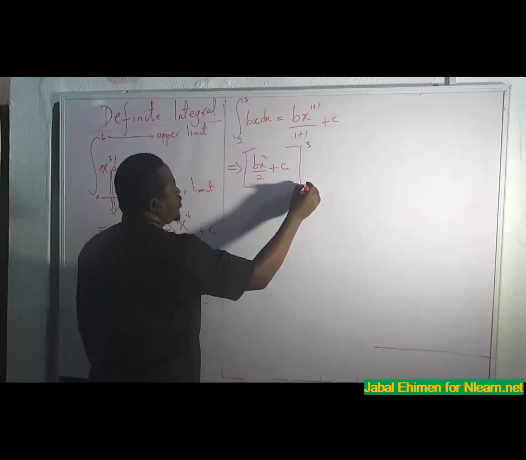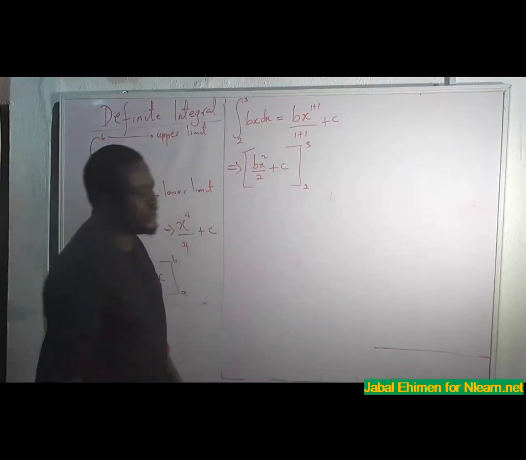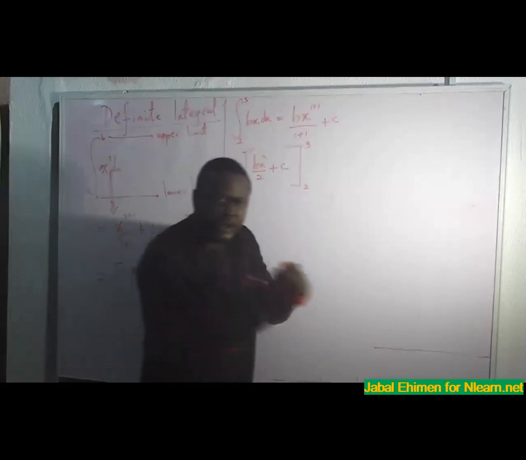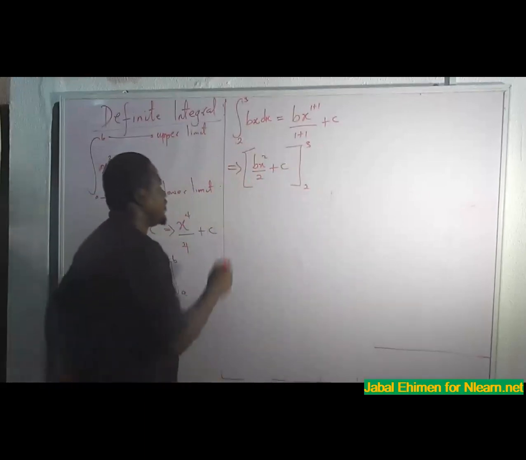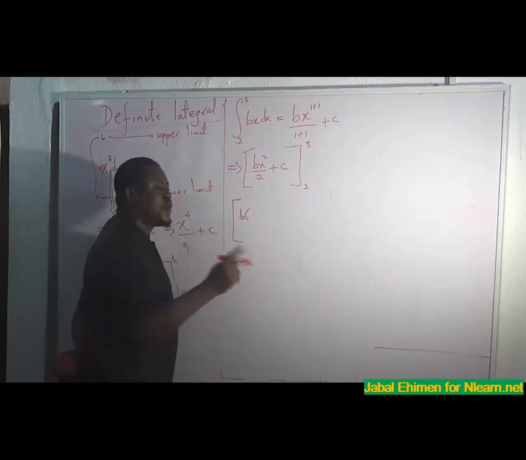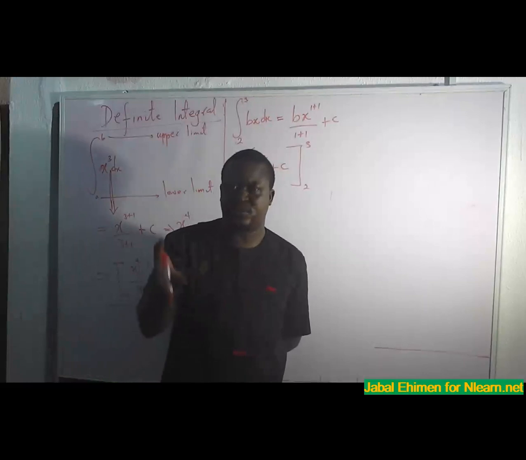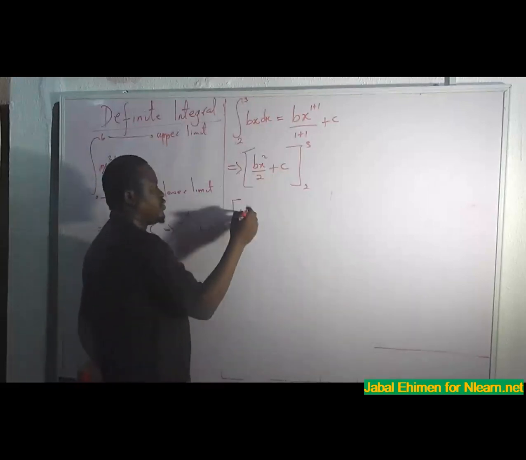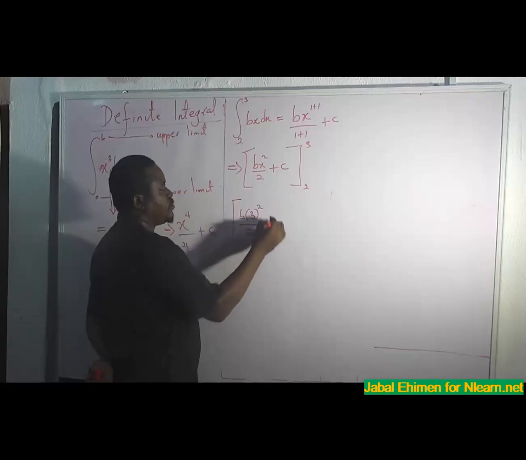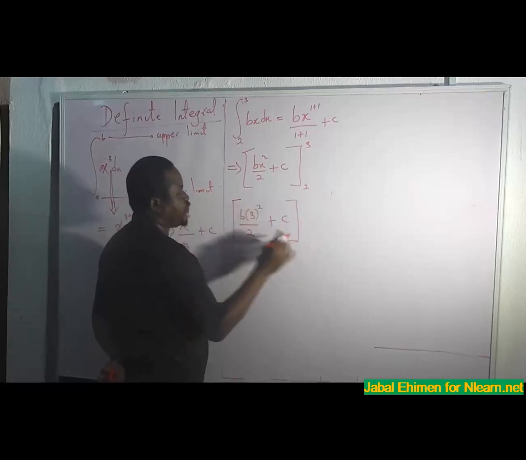3 and 2. So if you have that, first of all, as a very good student, substitute the value of 3 first. Let's substitute 3. So if you substitute 3, you have b. So anywhere you find the value of x now, replace it with 3. Simple. So what do you have here? You have 3 raised to power 2 over 2 plus c. That's for 3.